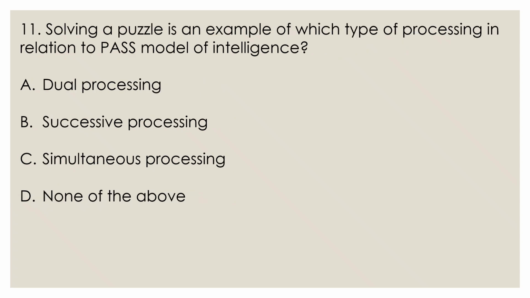Question number 11. Solving a puzzle is an example of which type of processing in relation to the PASS model of intelligence. According to the PASS model, there are two types of processing. One is successive processing and another is simultaneous processing. Successive processing means one after the other. Say for example, we read the tables. 2 multiplied by 1 is equal to 2, 2 multiplied by 2 is equal to 4. Simultaneous means where we have to apply all the concepts at one time. So while we are solving a puzzle, we use the simultaneous processing. The answer will be C.